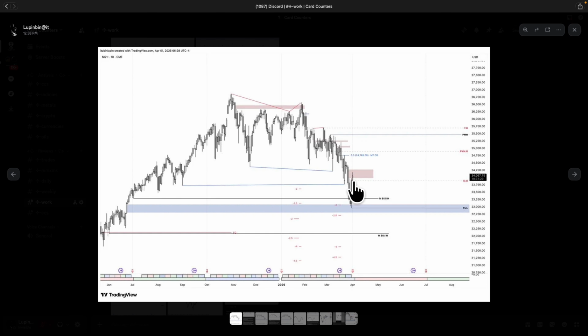And looking at this chart, we have this delivery down towards sell side, engaging with the -2, -2.5, and then we have the delivery back up towards buy side, engaging with this daily SIBI right here.